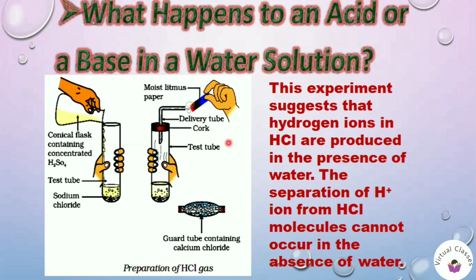Hence, we can infer that HCl shows acidic nature only in the presence of water, because the gas is itself dry, so it does not turn the dry blue litmus red, but it does so to the wet litmus paper. This experiment suggests that hydrogen ions in HCl are produced in the presence of water. The separation of hydrogen ions from HCl molecules cannot occur in the absence of water. And these hydrogen ions are responsible for the acidic nature of the substance.